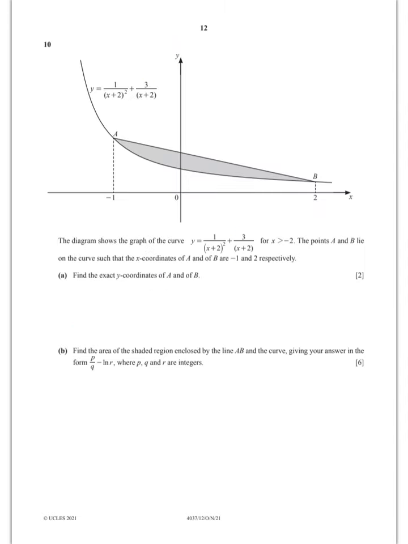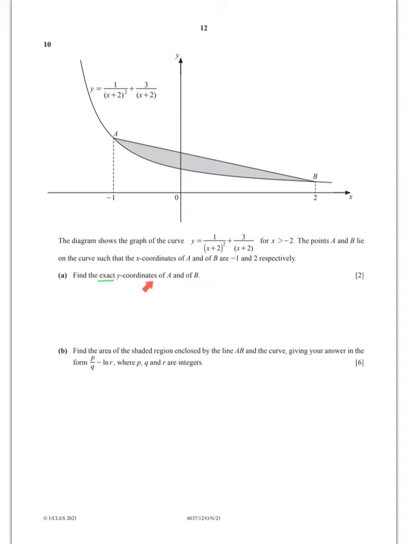Question number 10. You have the equation y equals 1 over (x plus 2) square plus 3 over (x plus 2). The diagram shows a graph for x greater than minus 2. The points A and B lie on the curve such that the x coordinates of A and B are minus 1 and 2 respectively, as you can see in the figure. Find the exact y coordinate of A and of B. Firstly, you need to highlight the word exact, because that means no use of calculator is allowed in this question.